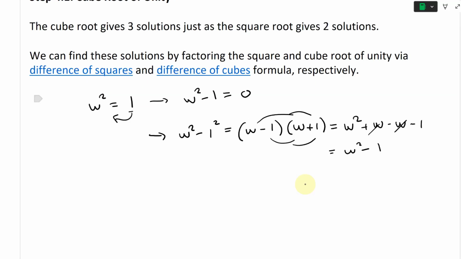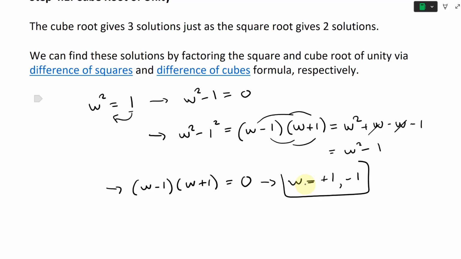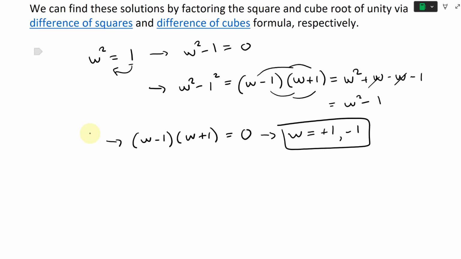So what we end up having is just the factors (w minus 1)(w plus 1) equals 0. And so this right here gives two solutions. When you plug in 1, you get 1 minus 1 is 0, or if you plug in negative 1, negative 1 plus 1 is 0. So you're going to get w is equal to plus 1 and negative 1. So two solutions.